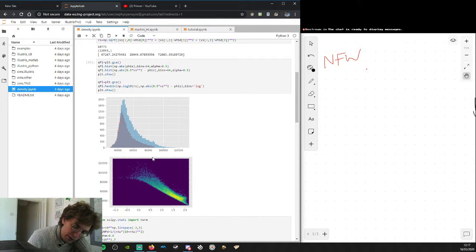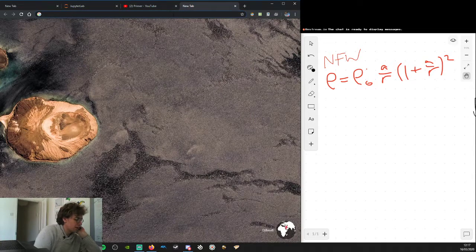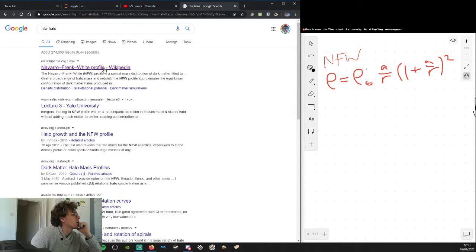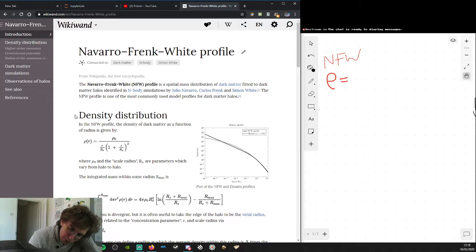So NFW is rho naught over a over r plus a over r squared, I think. Let me just check that to make sure. And this is the most standard used dark matter profile. Can't do it that way around. Rho naught over r over a plus r over a squared.